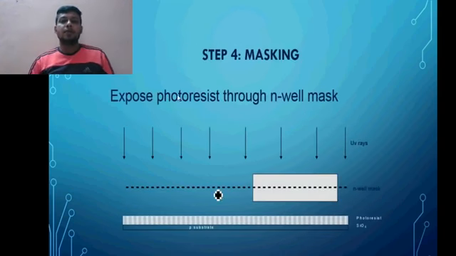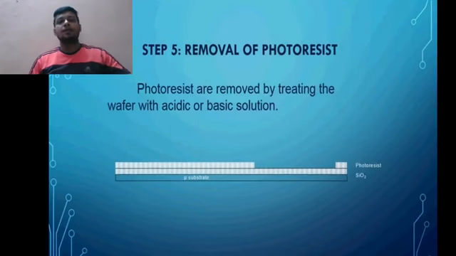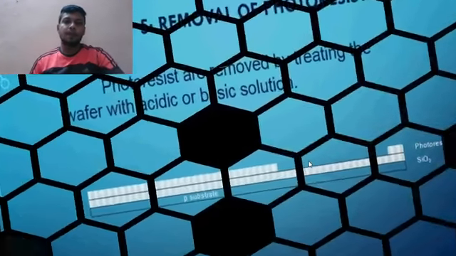So this is a masking process. Here you can say that this is a mask and the light won't pass through it. But in this portion the light will pass through it, and this portion is softened. Later, that portion is removed with the help of an acidic or basic solution.